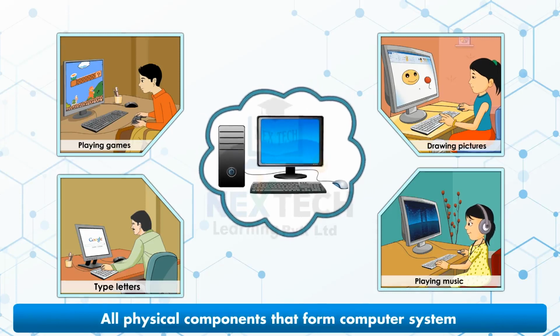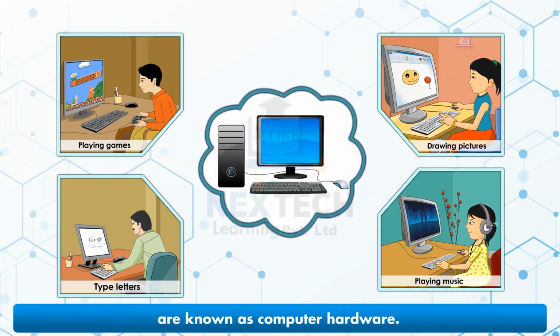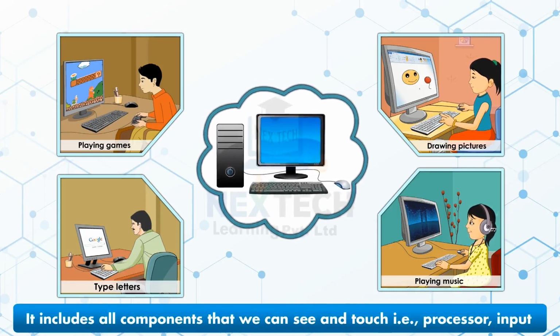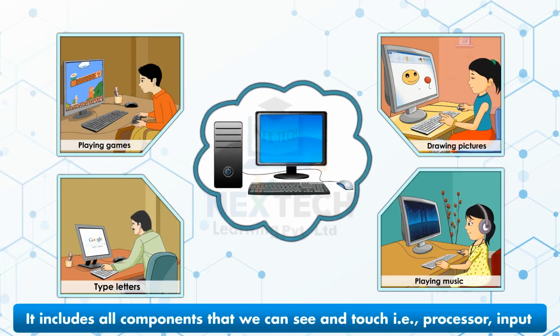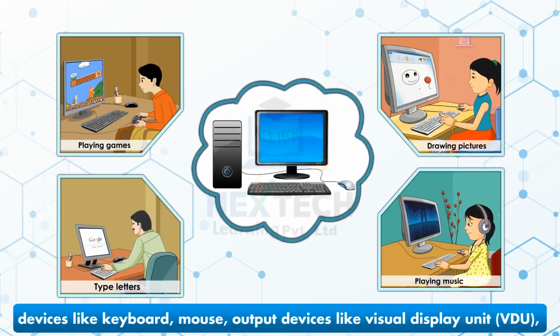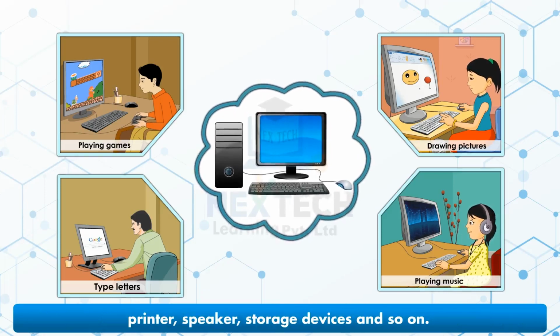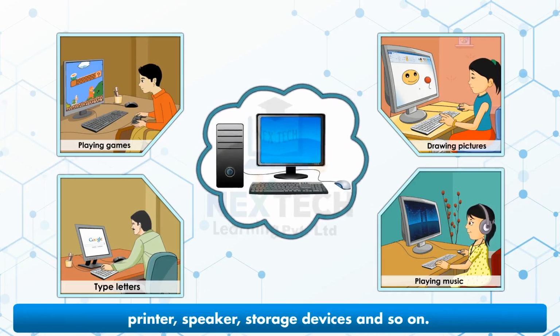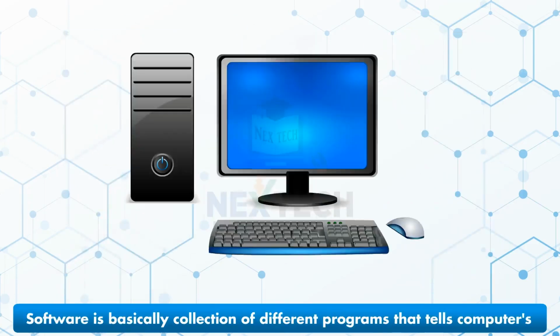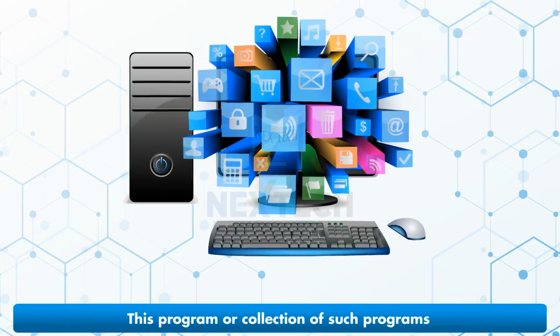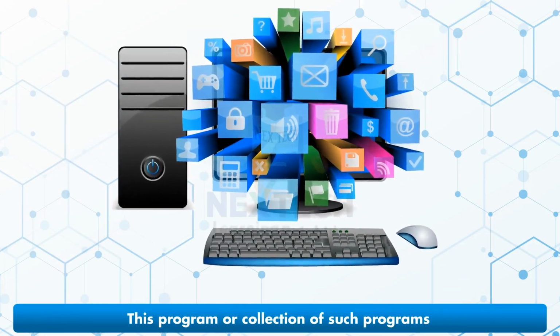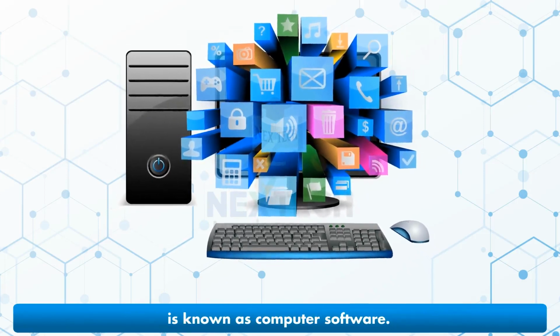All physical components that form a computer system are known as computer hardware. It includes all components that we can see and touch, that is the processor, input devices like keyboard and mouse, output devices like the visual display unit (VDU), printer, speaker, storage devices, and so on. Software is basically a collection of different programs that tells the computer's hardware what to do. This program or collection of such programs is known as computer software.